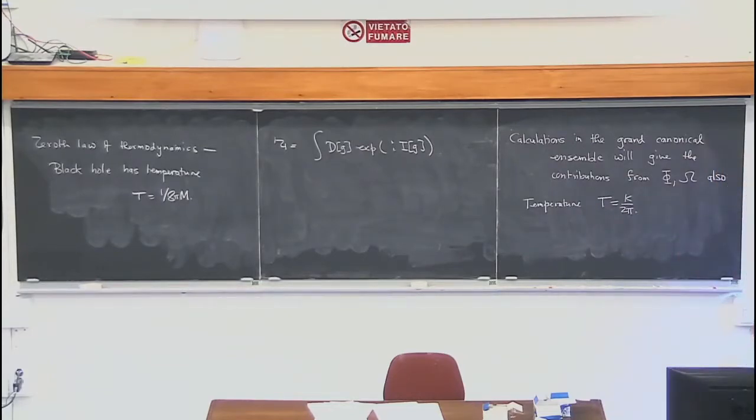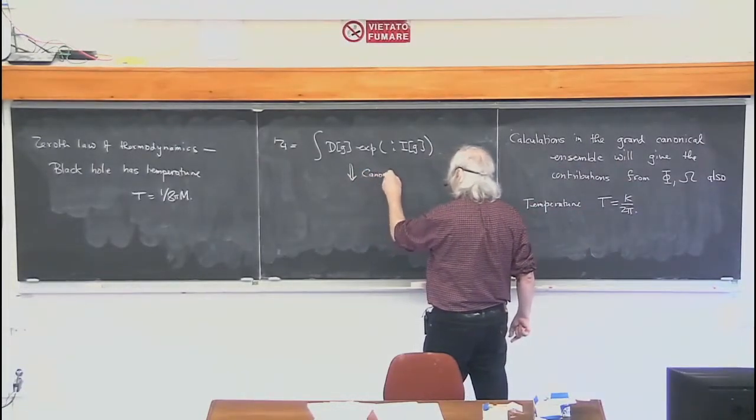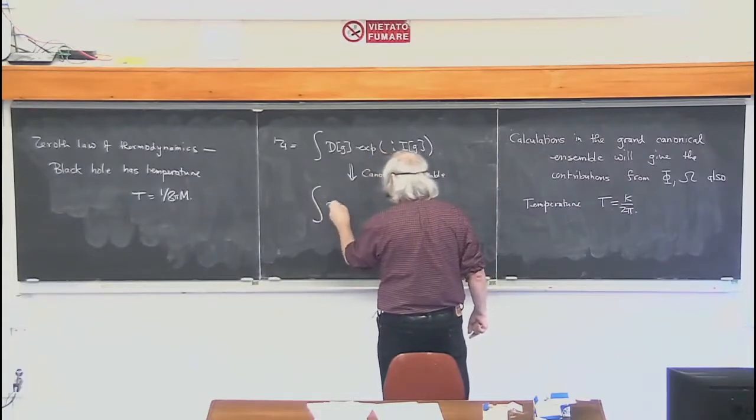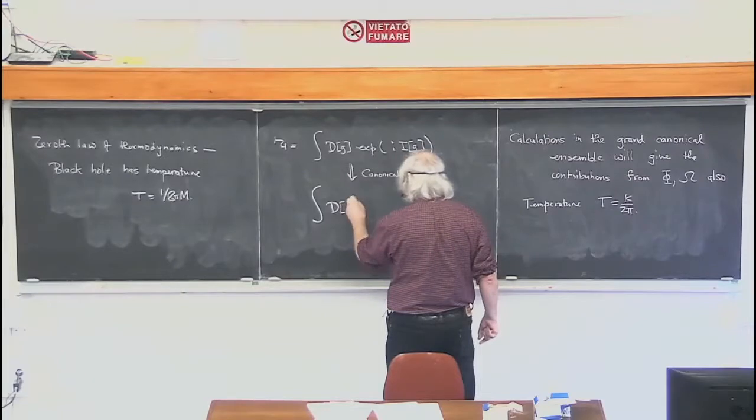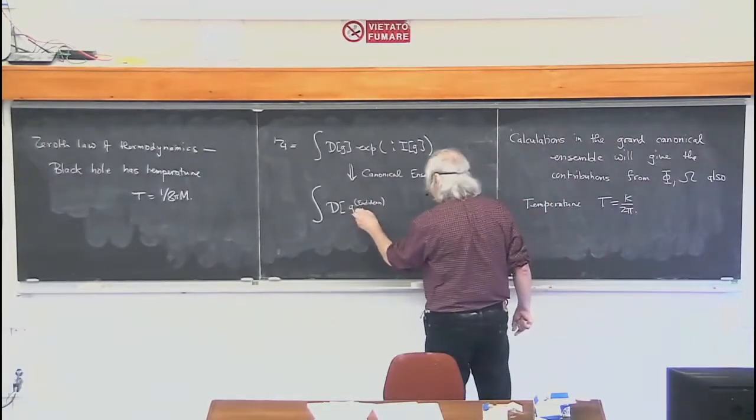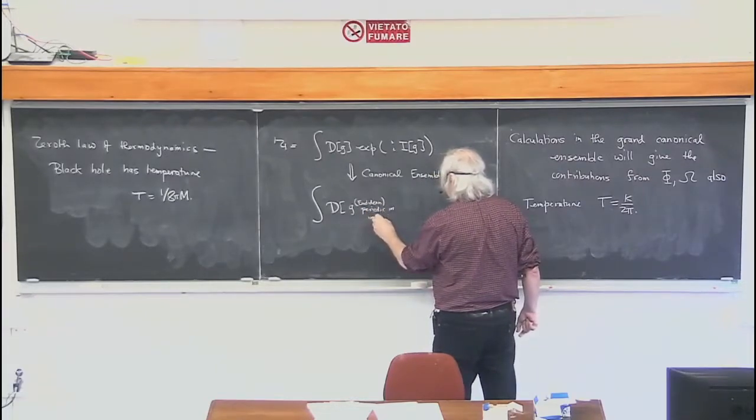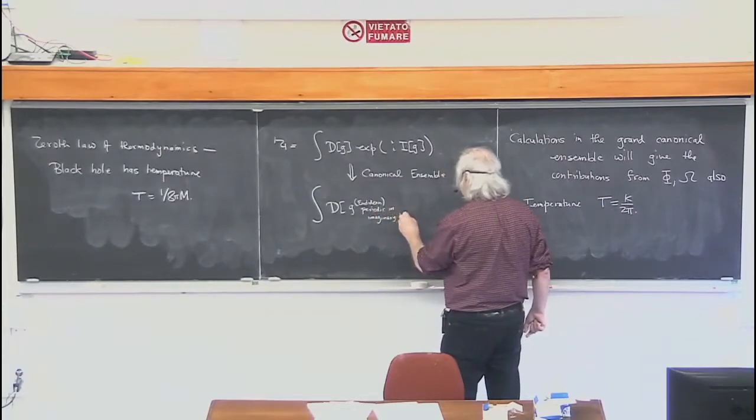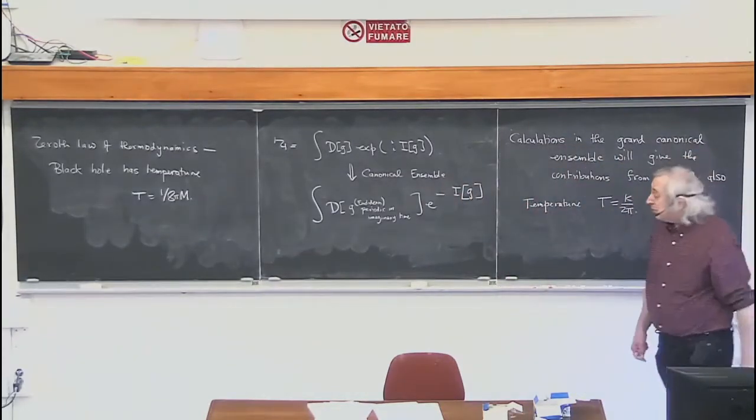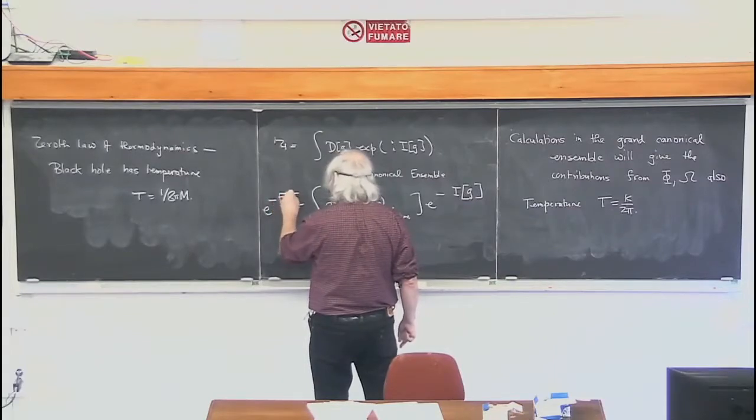But you can reinterpret this in the following way. You can reinterpret this in the canonical ensemble by saying this is the integration over the space of all Euclidean metrics that are periodic in imaginary time, of e to the minus action. In which case, this Z is just equal to the canonical partition function, and is e to the minus free energy divided by the temperature.